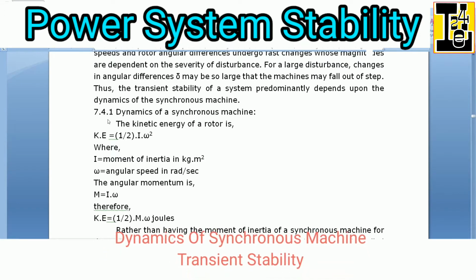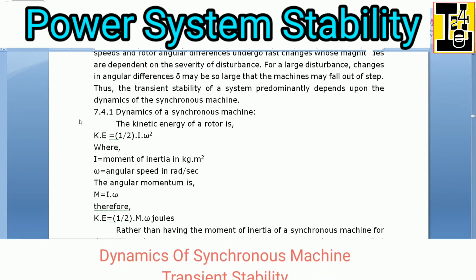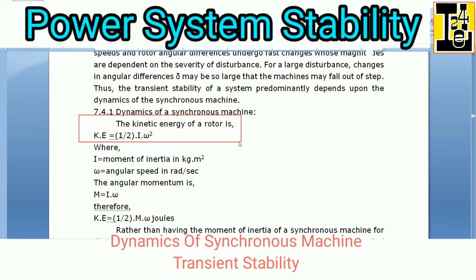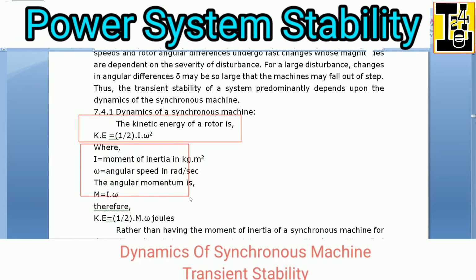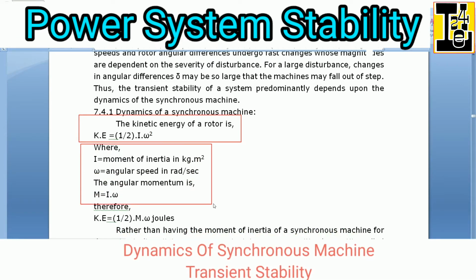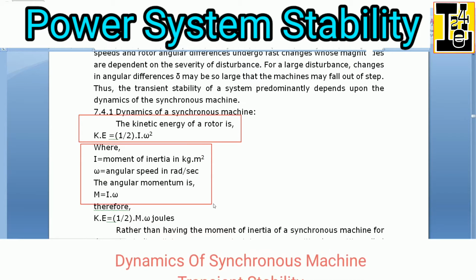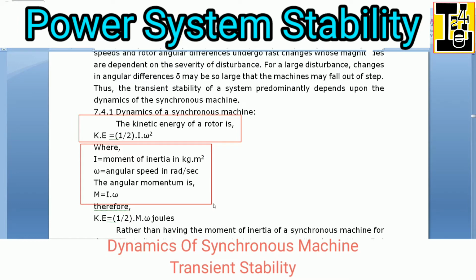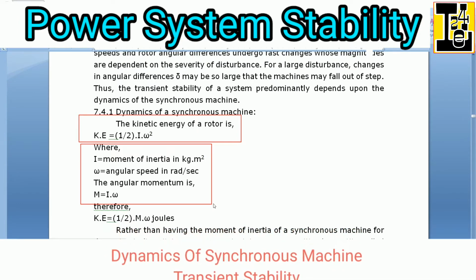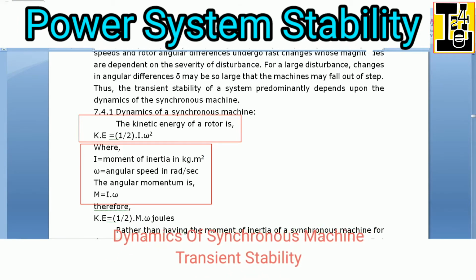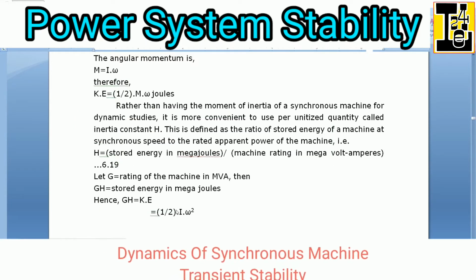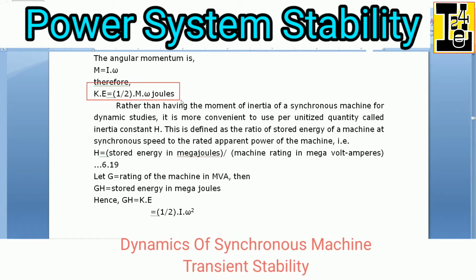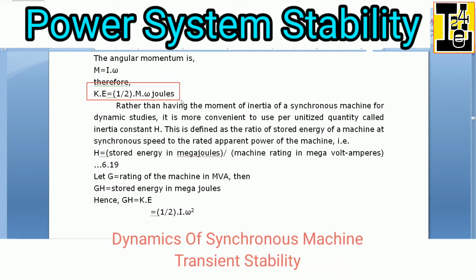The kinetic energy of rotor is KE equals half into I into omega square, where I is the moment of inertia in kg meter square, omega is the angular speed in radian per second. The angular momentum is M equals I into omega. Therefore kinetic energy is equal to half into M into omega in joules.